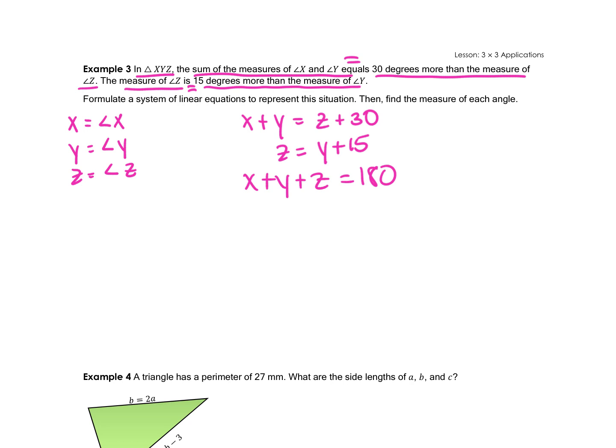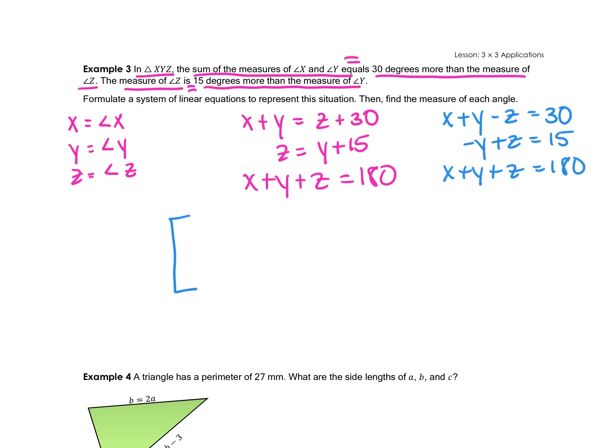Okay, so you can use whatever method you want. I'm going to go ahead and rewrite my equations so that all my variables are on one side. So I had to subtract Z on the first one. I have to subtract Y on the second one. And the third one I don't have to do anything to. All right, so I'm going to use augmented. So I'm going to set up one big matrix, 3 by 4. So 1, 1, -1 for the X's, 0, -1, 1, then 1, 1, 1, and then constants 30, 15, and 180.